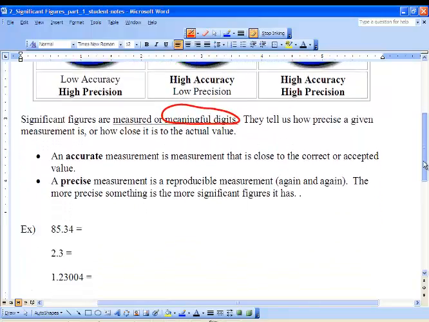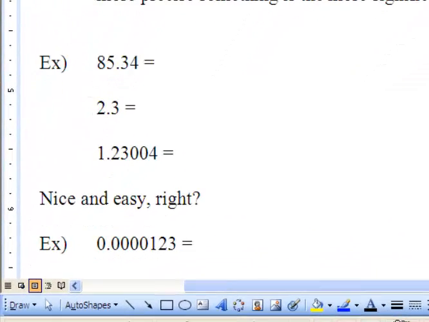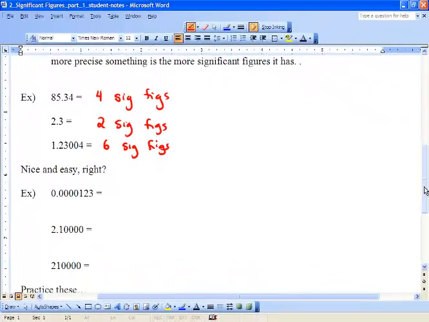So if we look at significant digits or significant figures, let's look at 85.34. It's a fairly precise measurement, all right? And so it's got 4 significant digits. And I write sig figs. Next, we look at 2.3. We've got 2 sig figs. Next, we've got 1.23004, and we've got 6 sig figs. So these are very accurate numbers. Now, if we measured it over and over again, we got the same answer, then it would be precise. So nice and easy, right?